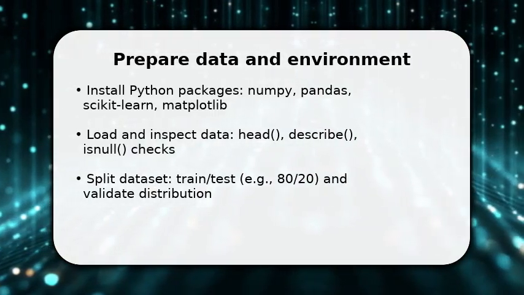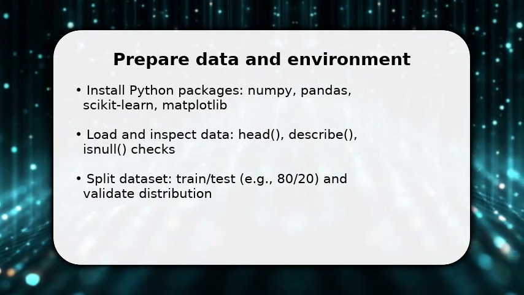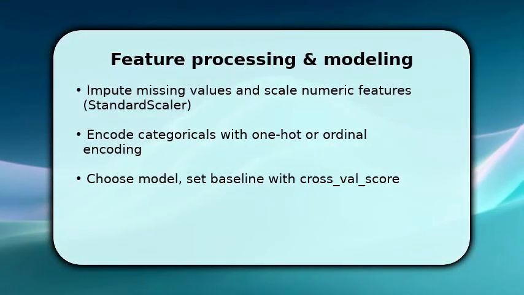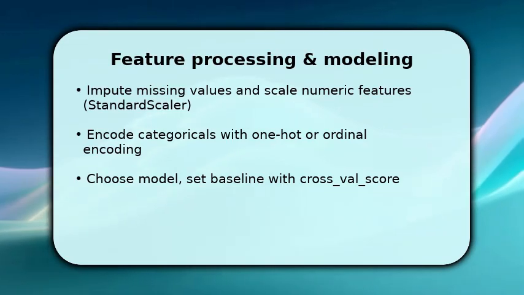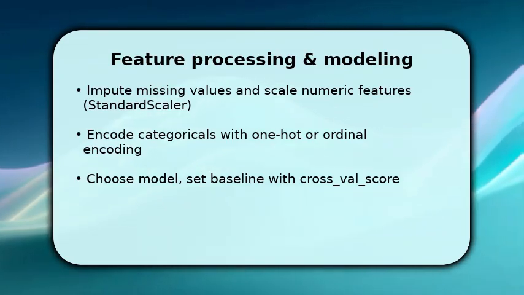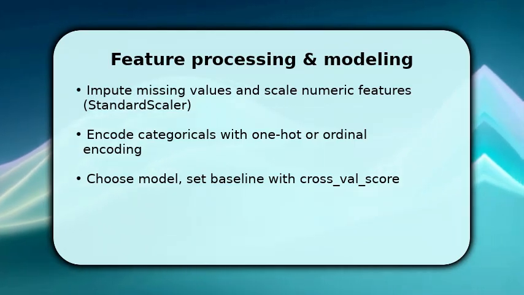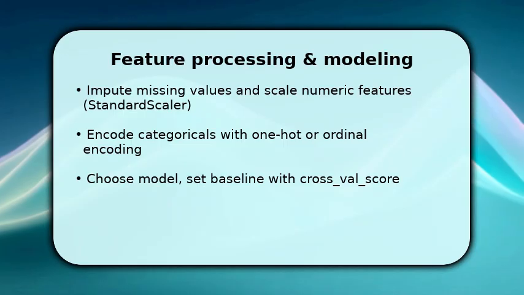You now transform features and establish a baseline. First, pipeline imputation and scaling so numeric ranges don't bias the model. Do one-hot encoding for nominal categories. Once done, create a scikit-learn pipeline that bundles preprocessing with a simple model like logistic regression or random forest classifier.